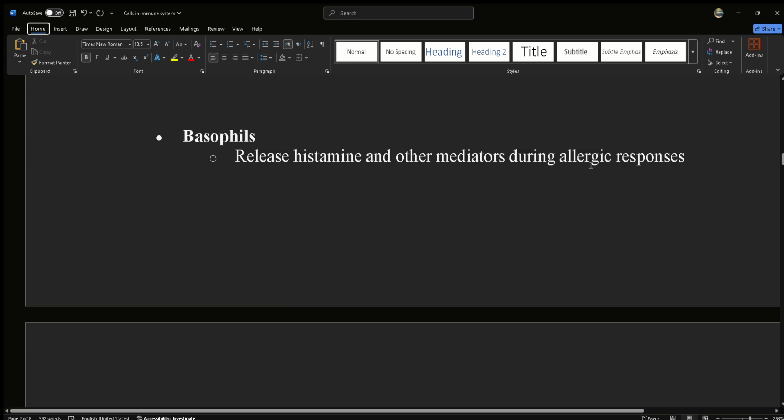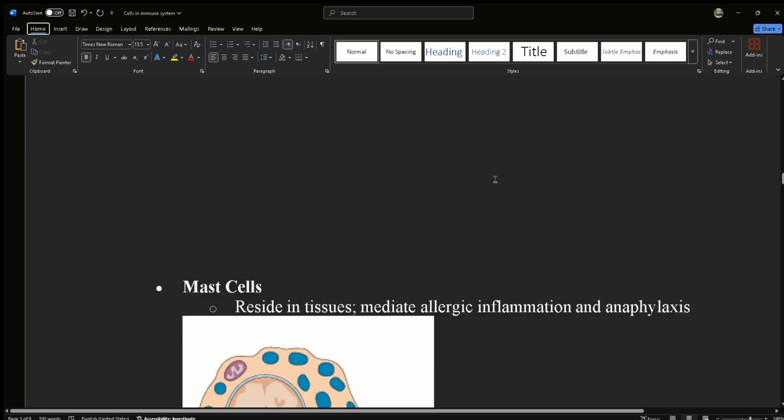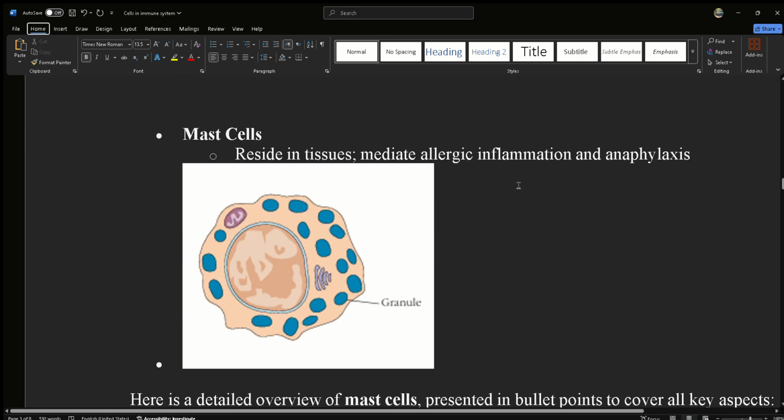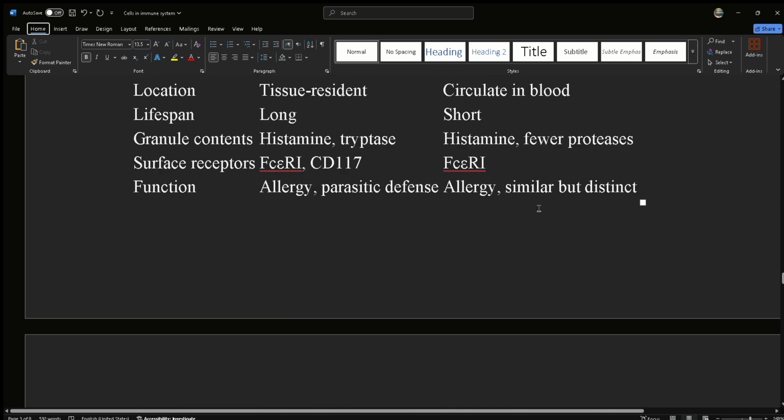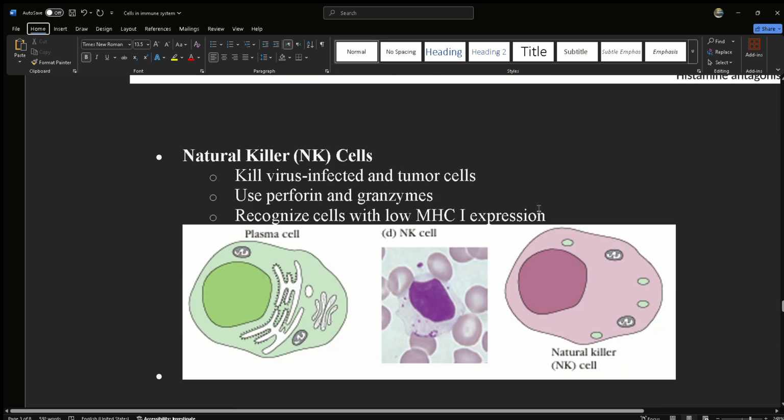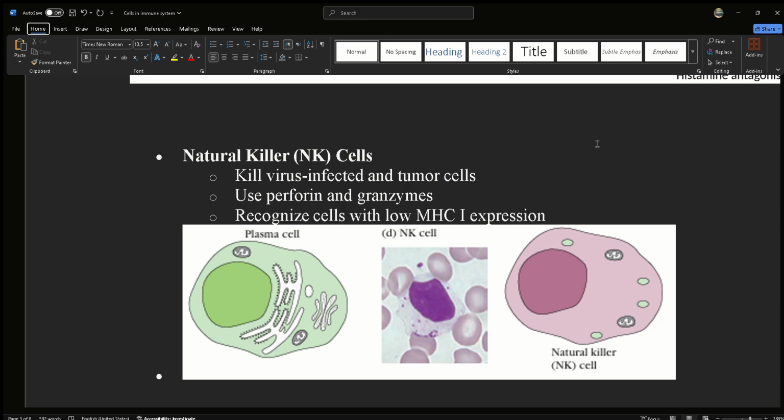Neutrophils are first responders to infection, and eosinophils combat parasitic infections, and basophils are related with the release of histamine and type 1 hypersensitivity, allergic responses, and mast cells are concerned with the release of histamine and allergic inflammation. So when we come to natural killer cells, they kill virus infected and tumor cells, use perforin and granzymes, and recognize cells with low MHC I expression.